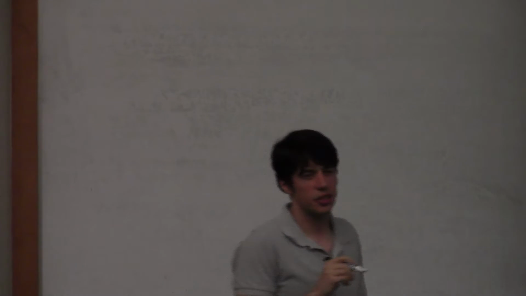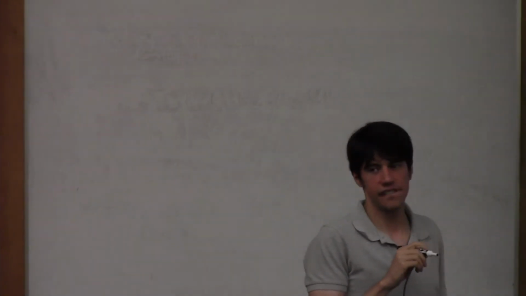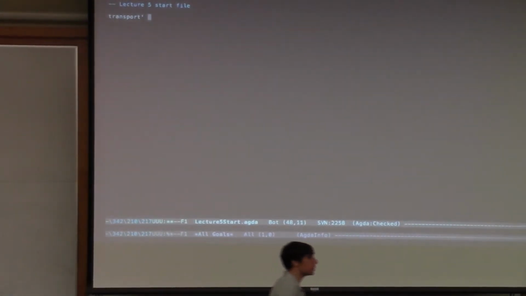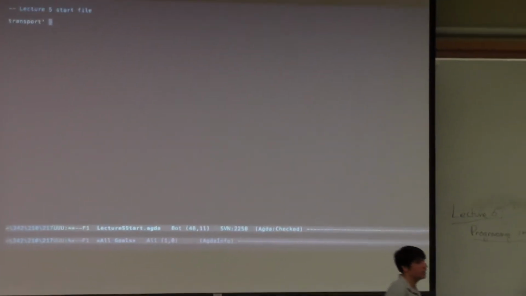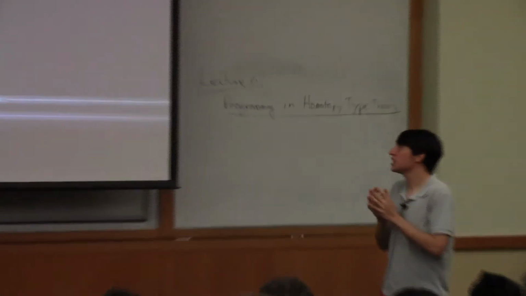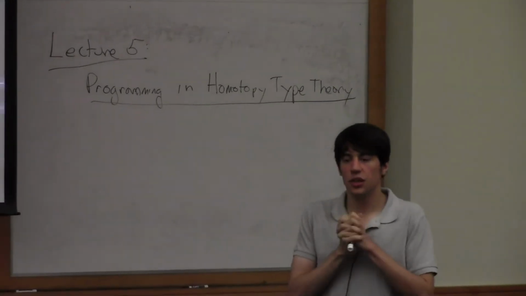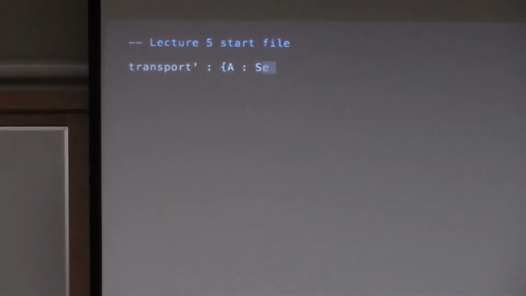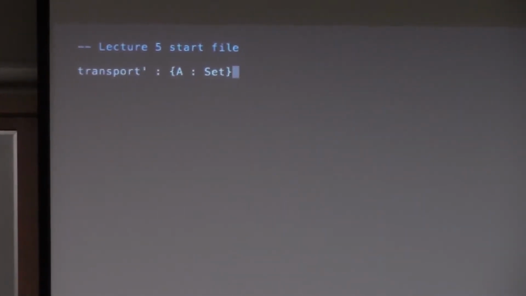And have we talked about transport yet? No. OK. So let's actually just implement transport. Doesn't really matter where. OK, so let's call it transport prime, because transport's actually in preliminaries.agda. But if we ignore the homotopy stuff for a minute and just think about transport. So transport is going to say, give me any type A. Well, yeah, A colon set, good.